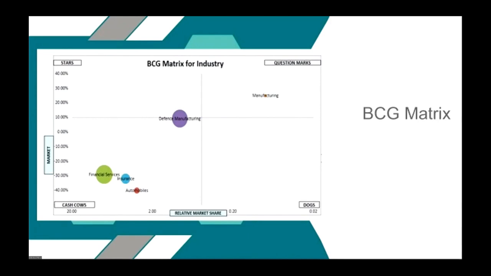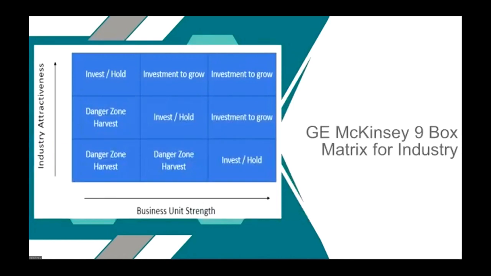So now go to the next screen. This is where it is analyzed for them. Invest or hold, invest to grow, danger zone, harvest, all those things you need to learn. So what they're analyzing is the business strength against the industry attractiveness. Don't worry about this. For those of you who become investment analysts, equity analysts, you're going to learn all this. Some of you know all these tools already. Like the next one now, some of you know it.